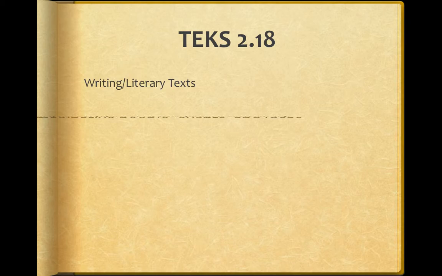Next is TEKS 2.18, writing and literary text. Students are intended to learn how to write literary stories that involve writing a story in a sequence about real or imaginative people, events, and ideas. This can also involve creating poems that create sensory details.